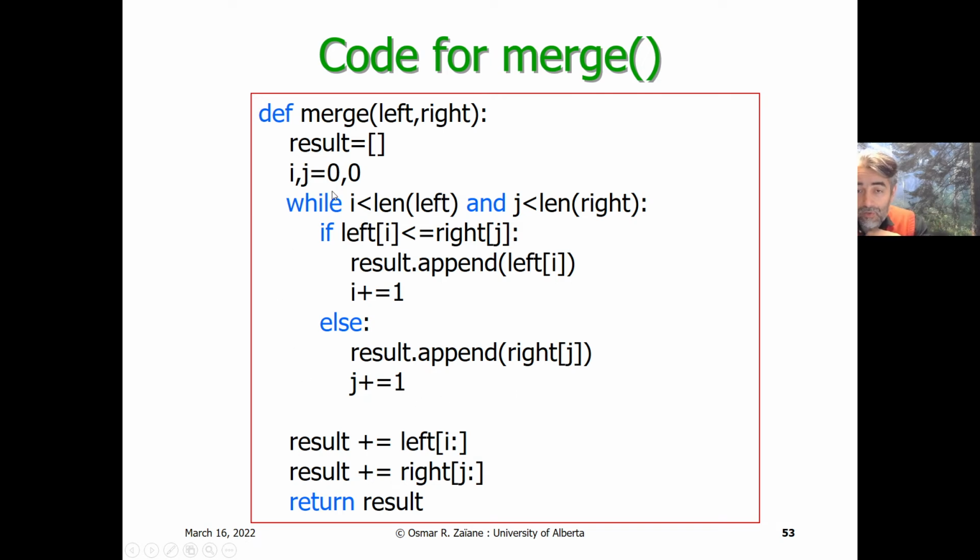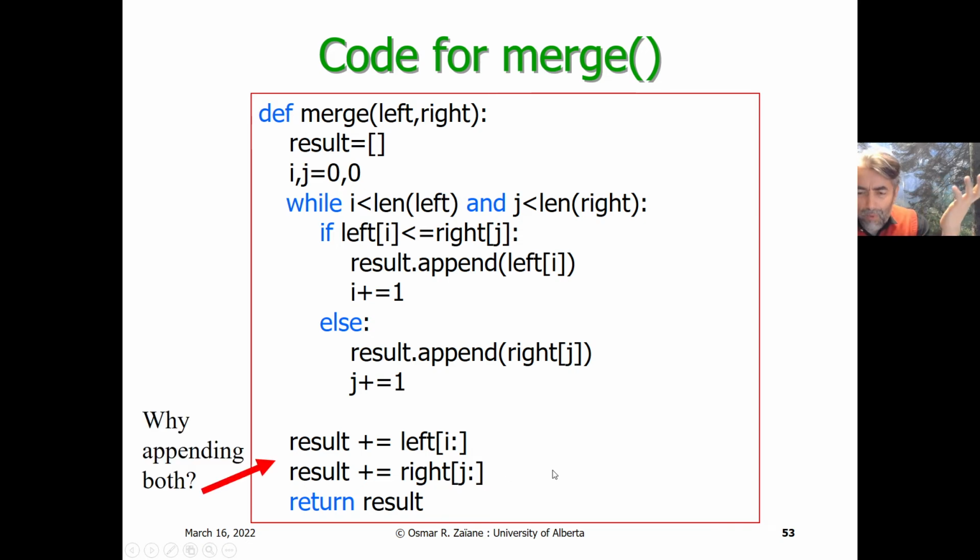Once I finish this loop, what kicks me out of this loop? Well, either I finish the left or I finish the right, one of them. So what do I have to do? I have to copy the remaining elements in the other container that is not finished yet. This is how I do it. I take the left from i till the end, and I append it to result. And I also append to result the right from j till the end.